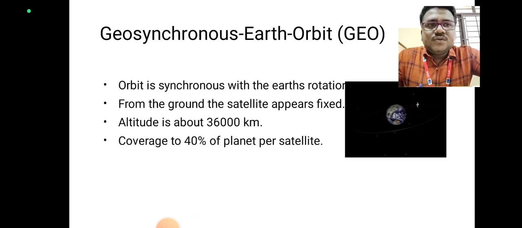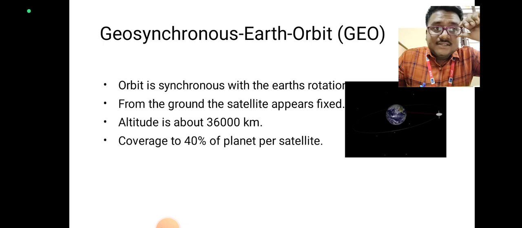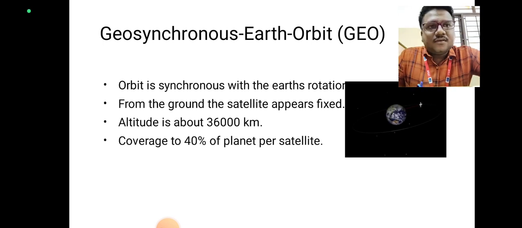Next is the geosynchronous Earth orbit. The name synchronous stands for similar. So these satellites are similar to the rotation of the Earth, so they are known as geosynchronous Earth orbit. The orbit is synchronous with the Earth's rotation. From the ground, when we see this satellite, it appears to be fixed in our plane of view, and they are positioned at a height of 36,000 kilometers. Each satellite covers around 40% of our Earth when it is placed in geosynchronous Earth orbit.